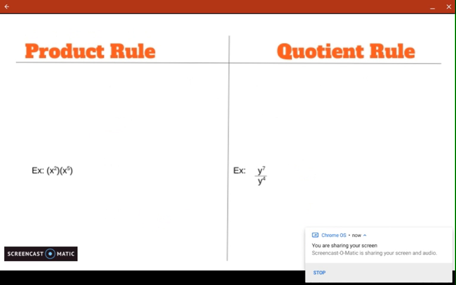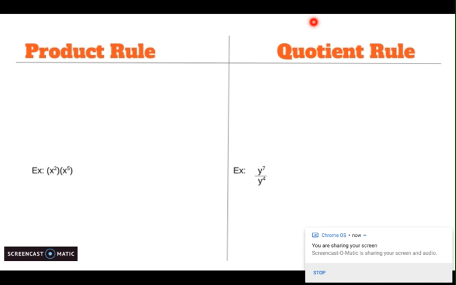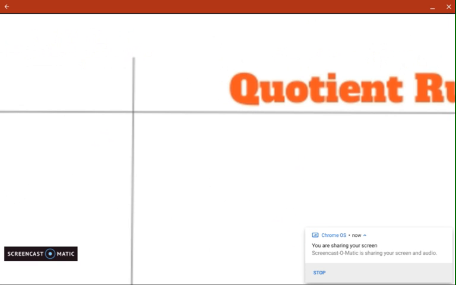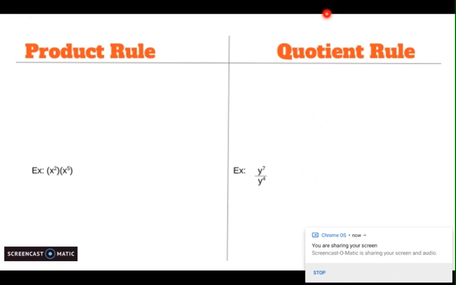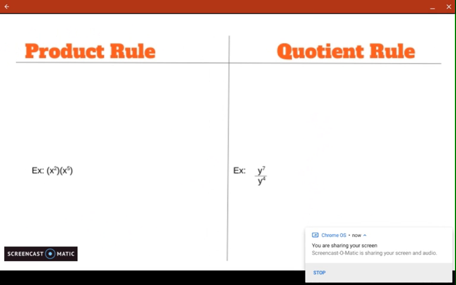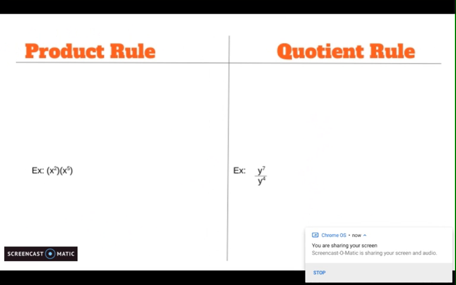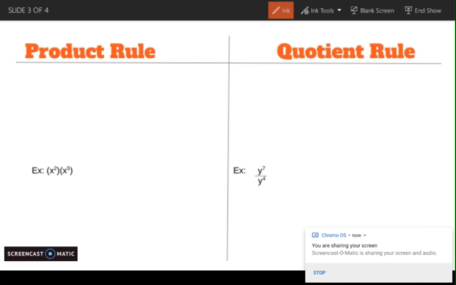So the product rule is where we are going to be multiplying powers with like bases. So if we take a to the m power times a to the n power, we could really rewrite that as a to the m plus n power. So we're just going to add the two exponents together.